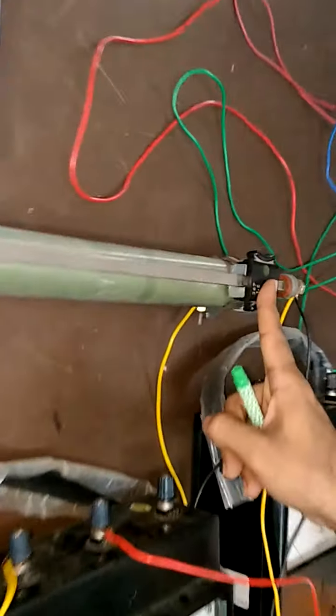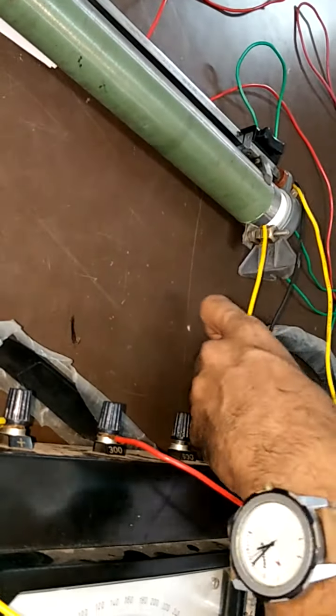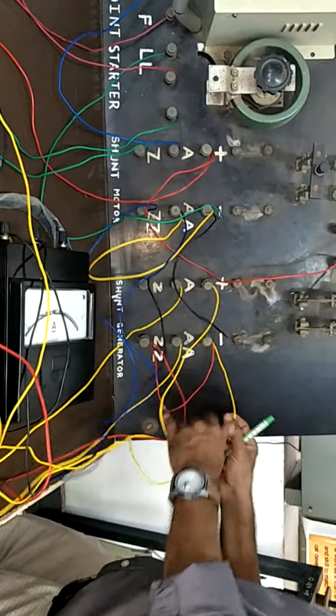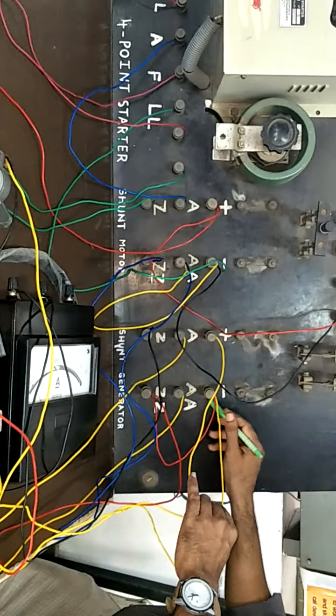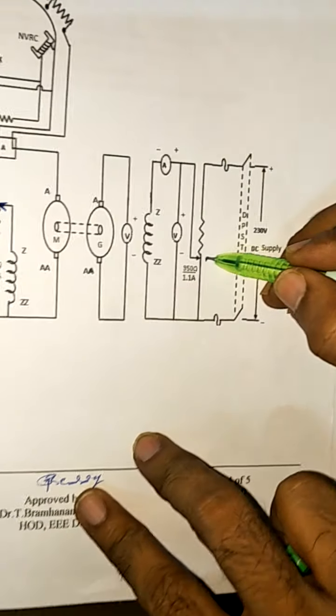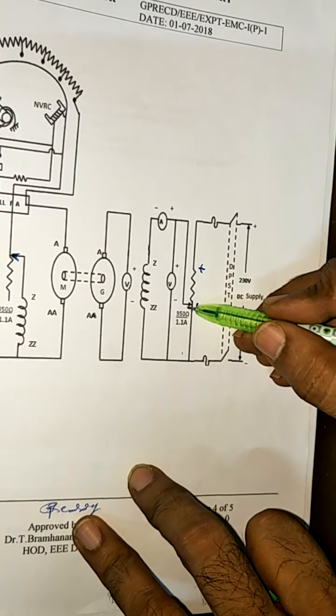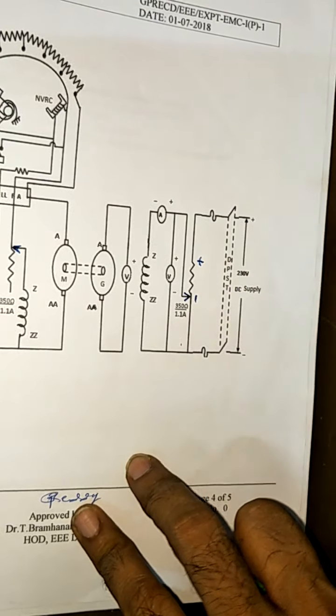350 ohm by 1.1 or 1.2 amperes. Another fixed terminal of this rheostat, this one, is connected to the negative terminal of the supply as shown here. The positive terminal is connected to here. This is connected to the negative terminal, and there is one more point, that is the variable point.